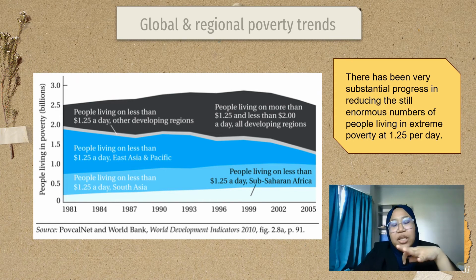So there has been very substantial progress in reducing the still enormous numbers of people living in extreme poverty at $1.25 per day. The number living on less than $2 per day has remained relatively stable. The incidence of extreme poverty is very uneven around the developing world. Household survey based estimates are regarded as the most accurate way to estimate poverty incidence.